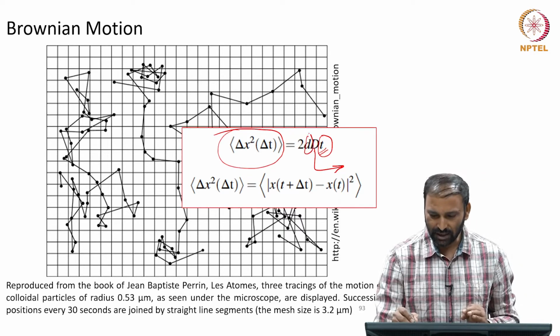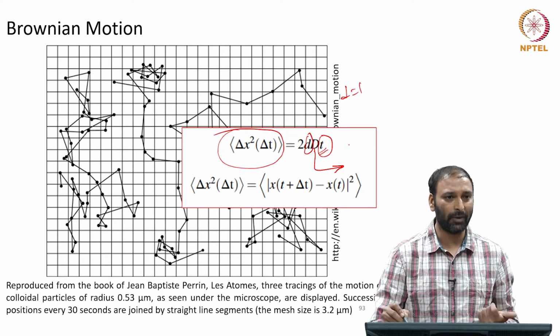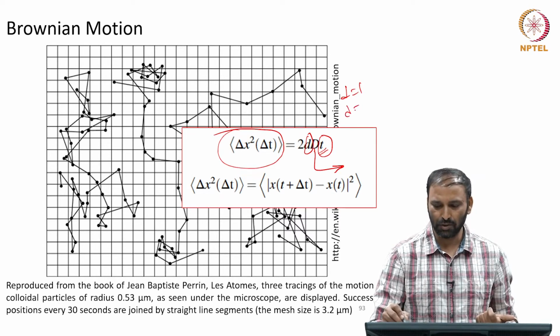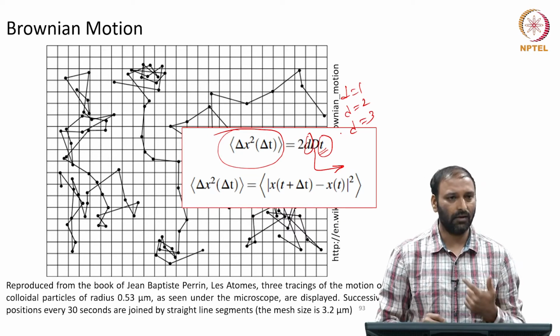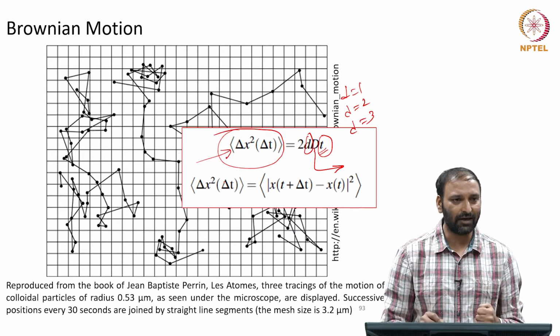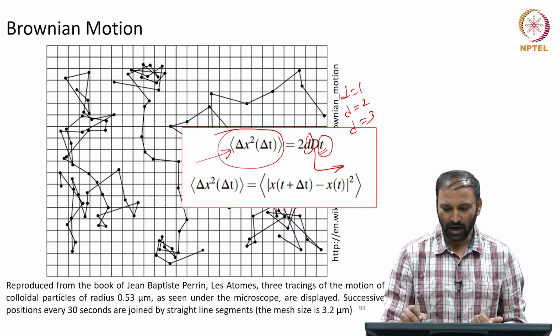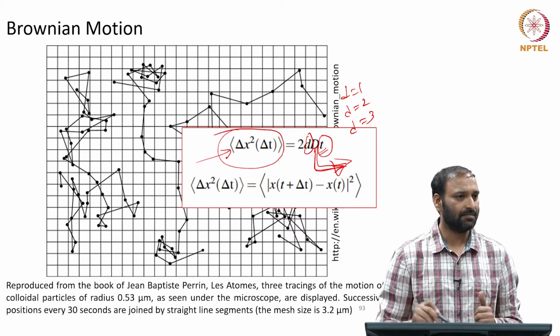This small d here corresponds to the dimension. So d is going to be 1 if you are looking at one dimensional Brownian motion, d is equal to 2 if you are looking at a two dimensional system, or d is equal to 3. So from his experiments he was able to calculate the mean square displacement, and from that he could back calculate what is the diffusivity of the particles.